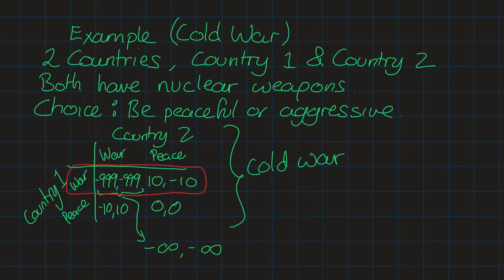But if you look at the payoffs, peaceful is the better option. You're comparing losing 10 to losing almost 1,000. So if Country 1 commits to being an aggressive country, the best thing for Country 2 to do is to be peaceful. But this is obviously not a very good defense strategy for a country. You don't want to leave yourself open for invasion all the time.